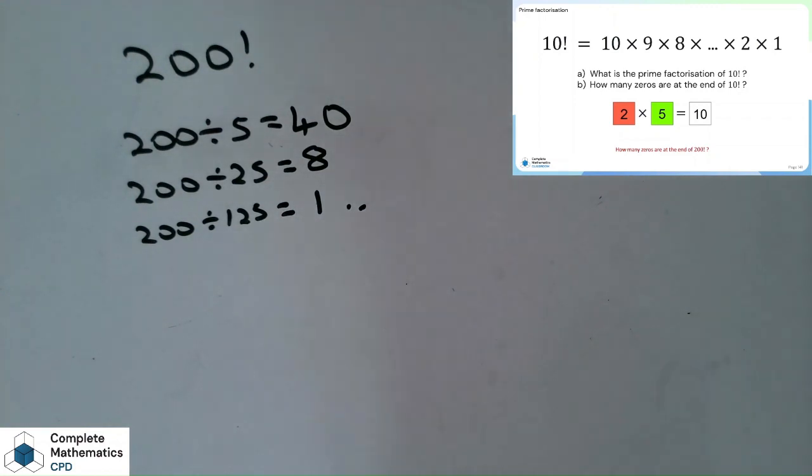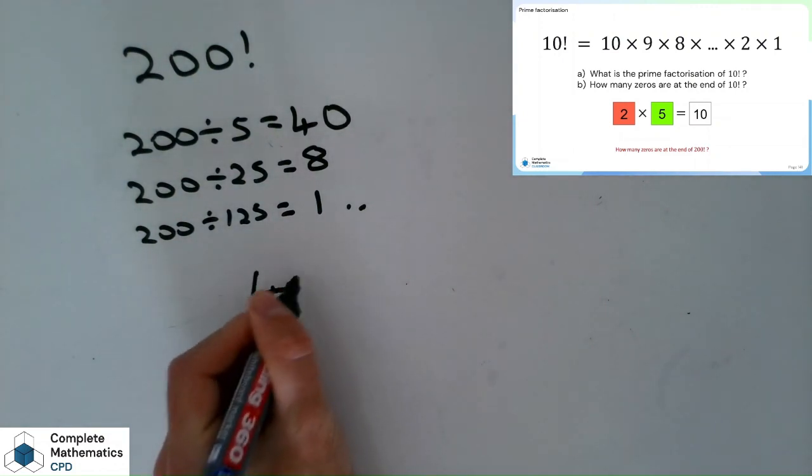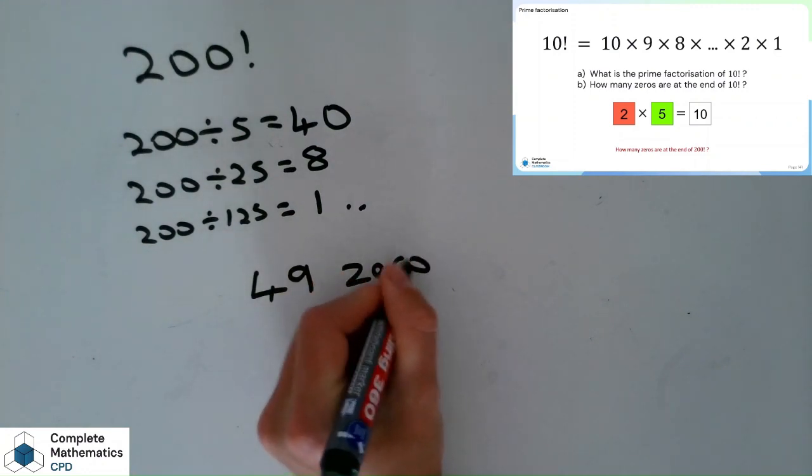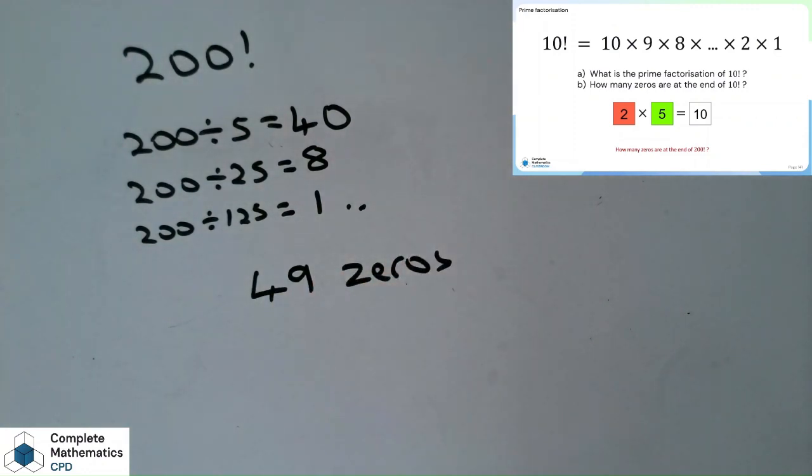There are obviously a lot more 2's than that, because every even number gives you a prime factor of 2 at least. So in total, we would have 49 zeros at the end of 200 factorial.